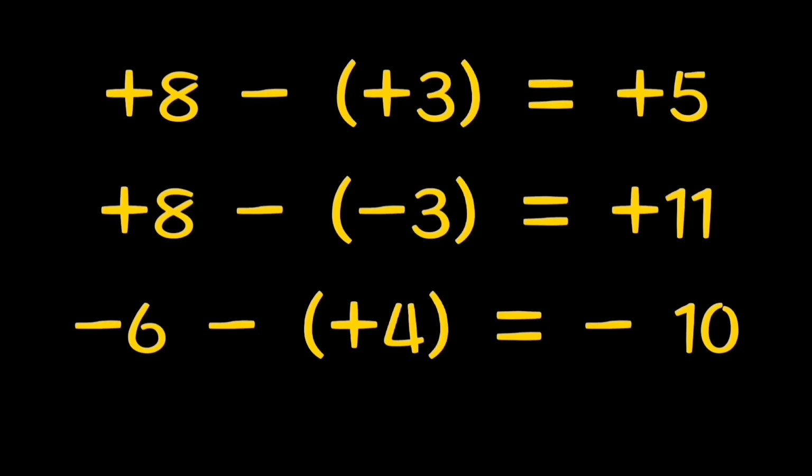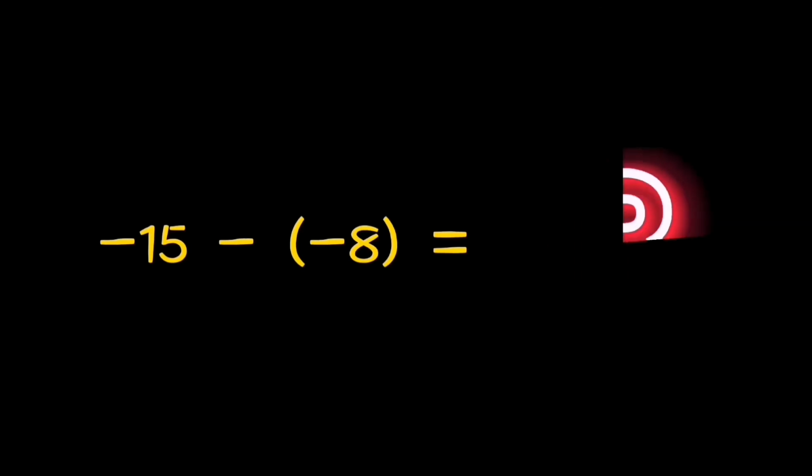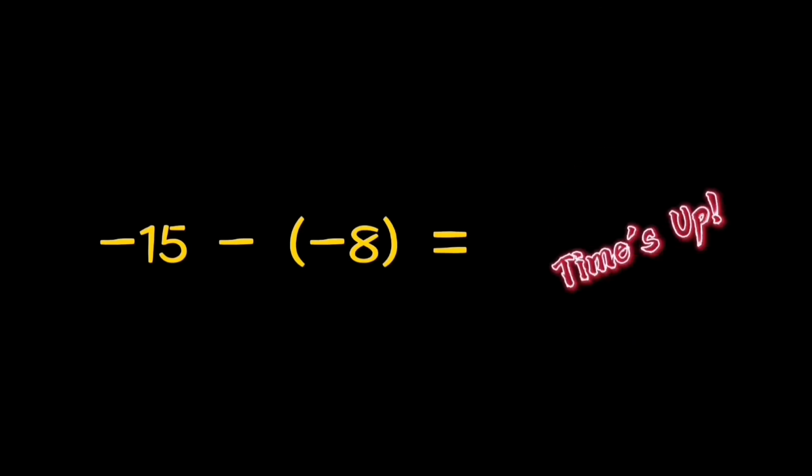Okay, time is up. Let's test your rule against this problem. For 5 seconds, negative 15 minus negative 8. Go. Alright, time is up. The correct answer is negative 7. If you got it right, 2 thumbs up for you. But if you got it wrong, I am perfectly fine with that.